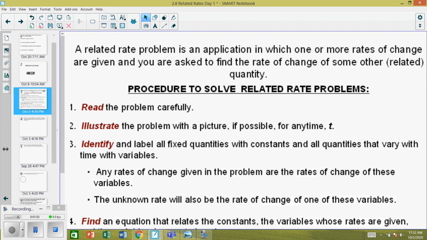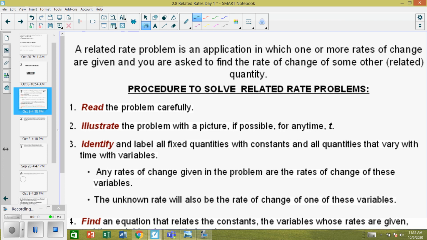Okie doke. So let's talk about what a related rate problem means. I got a bunch of problems we're going to be practicing today. I'm going to try to get as many of them as I can done in 30 minutes, and we'll finish the rest of them in class.